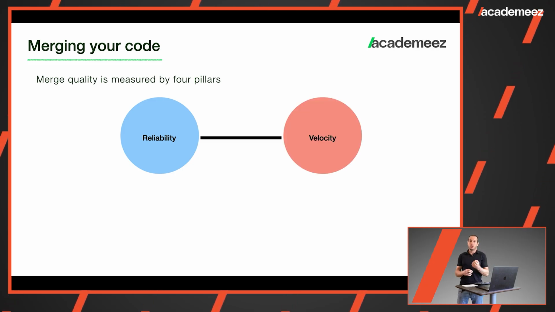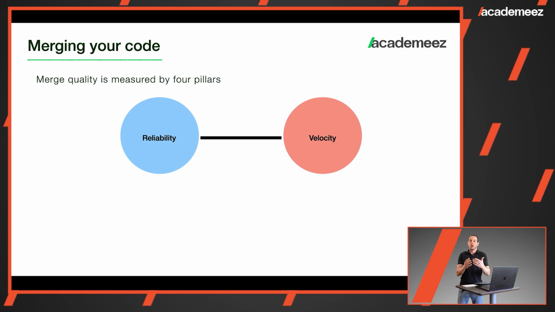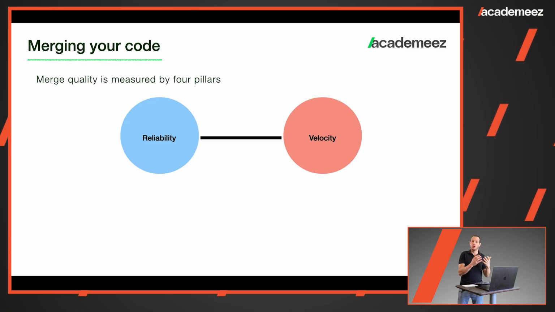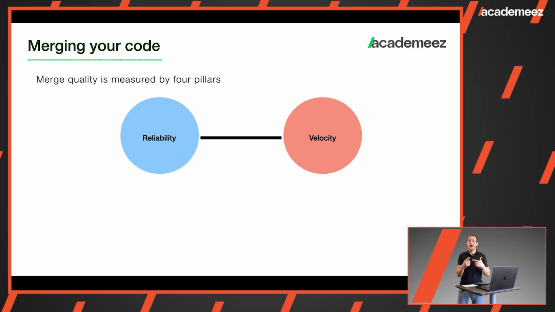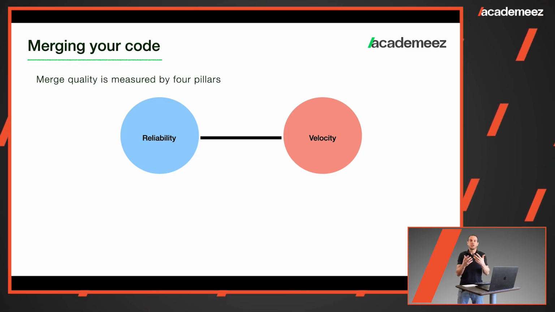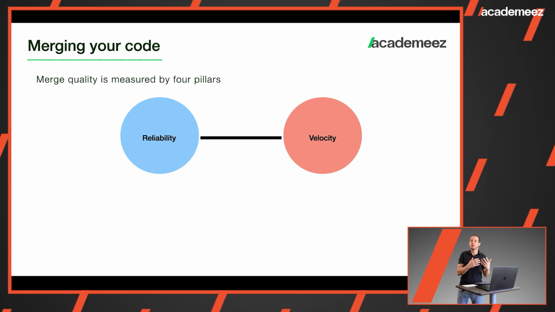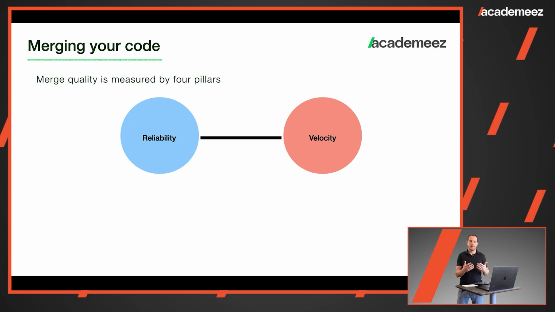Another pillar for merging your code is velocity. If I'm writing code, how quickly can I write my code and how quickly can I merge my code to main? How quickly does the CI need to run the checks? How long does it take? It's also, in general, the overall development experience. Can I develop quickly and merge my code quickly? How long does it take?